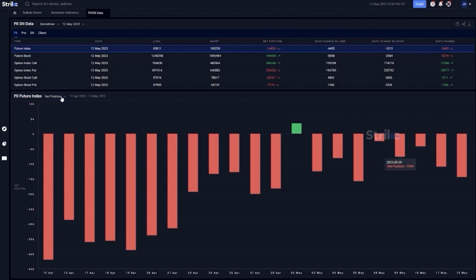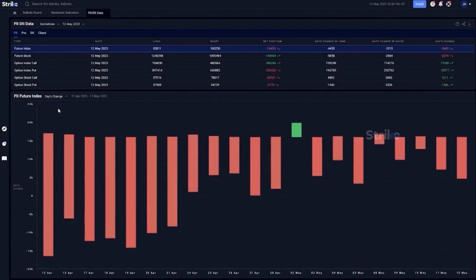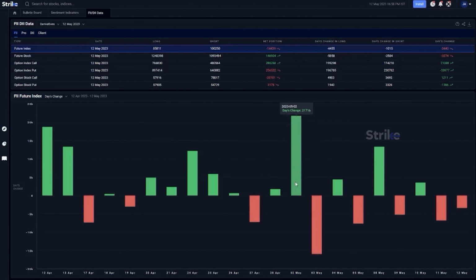But after that they became net sellers in the index futures, and that is why you can see the red bars. Now if I click on the days change option, it tells me how the FIIs activity has been on that particular day. So for example, if I see a big green bar over here, it tells me that the FIIs have been net buyers in the index futures to the tune of 21,716 contracts. Whereas on the next day, they shorted the index futures by around 15,957 contracts.